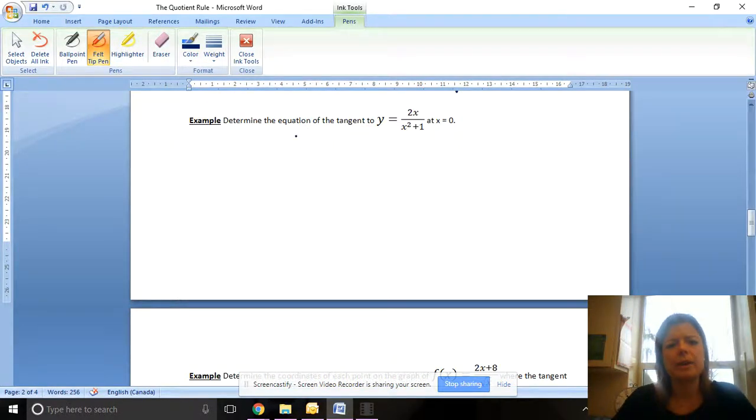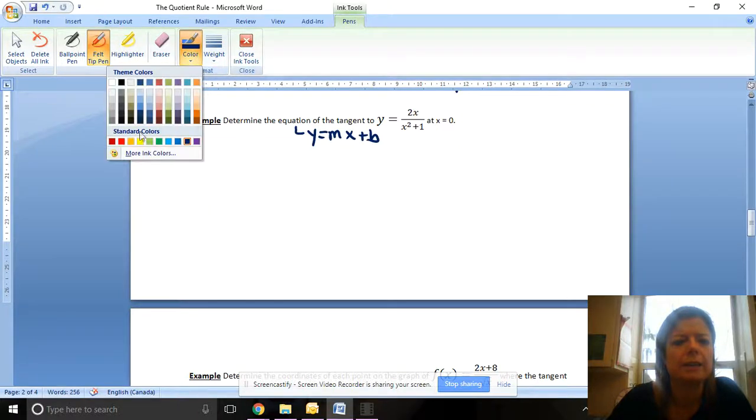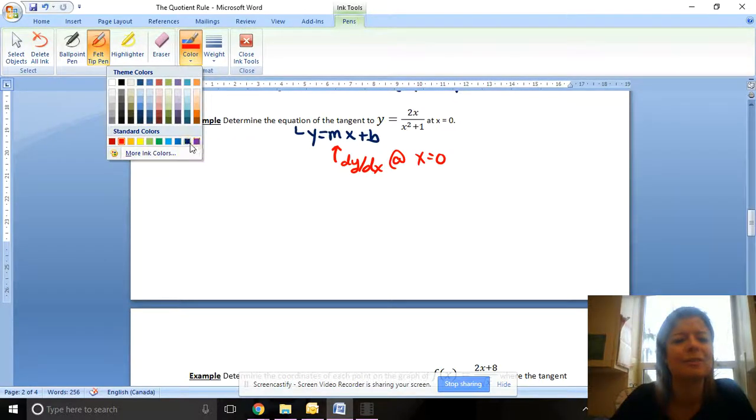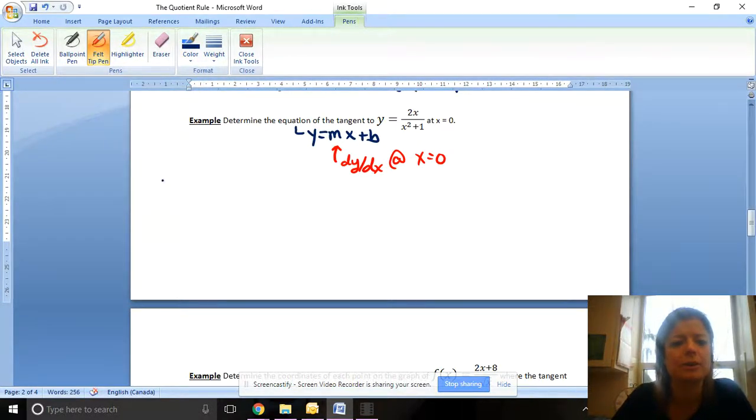So the equation of a tangent, that's just a line. So remember, it will be in the form y equals mx plus b. And remember now, it's our job to find the m, which is just the derivative at x equals 0. Okay, because that's the slope of the tangent, so that will give us the slope. Just want to remind yourself what it is we're actually doing.